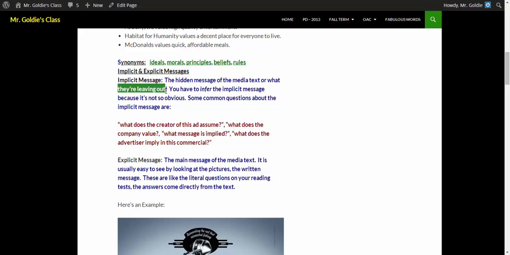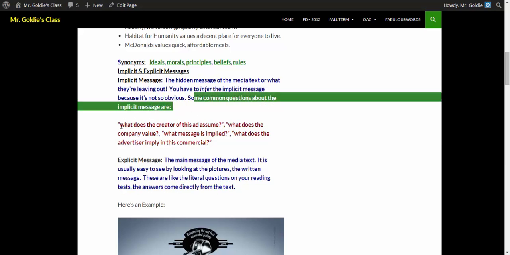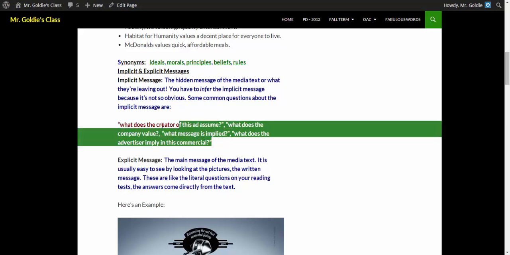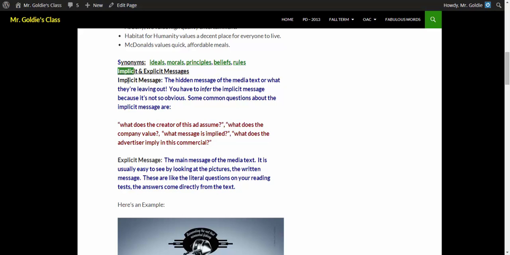Okay? So, you have to infer the implicit message here, okay? Because it's not so obvious. Some common questions about the implicit message are these. So if I were to ask you some questions about how to find the implicit message, I might ask you this. What does the creator of this ad assume? What does the company value? What message is implied? What does the advertiser imply in this commercial? All of these questions are asking you to identify the implicit message of a media text or of a reading or any kind of text.